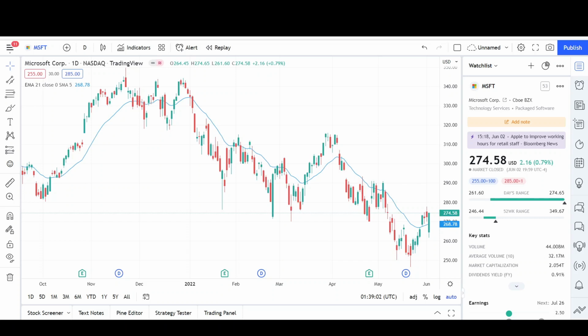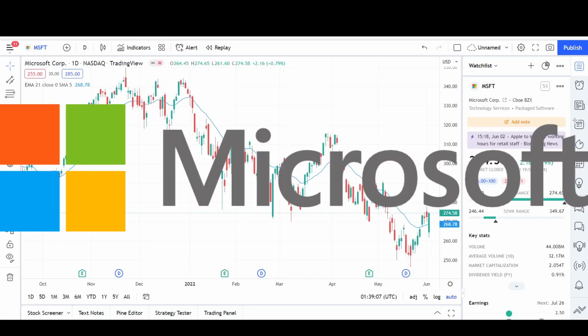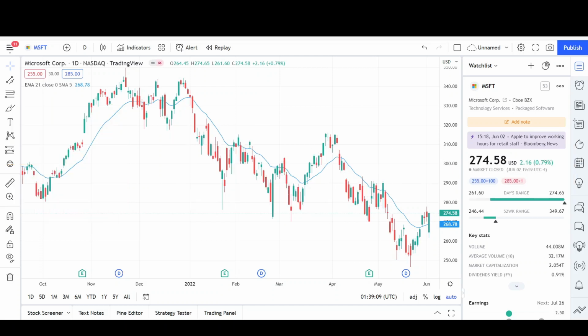What's up traders, this is Vee Trades and today I'll be doing a technical analysis breakdown for Microsoft with the ticker symbol MSFT.